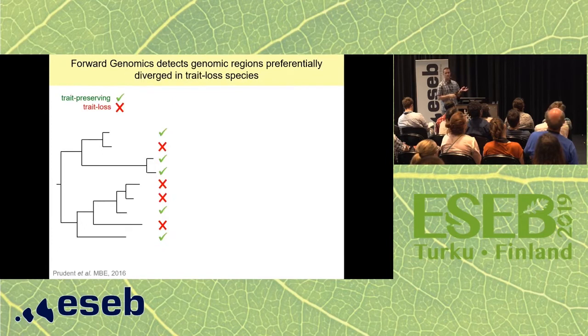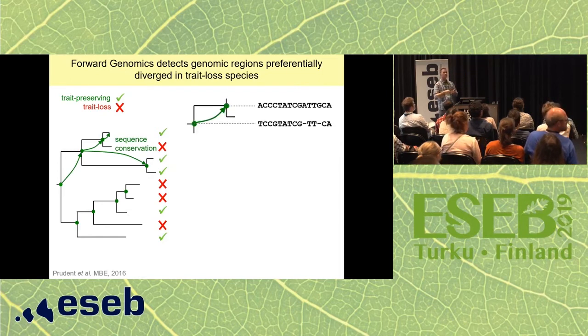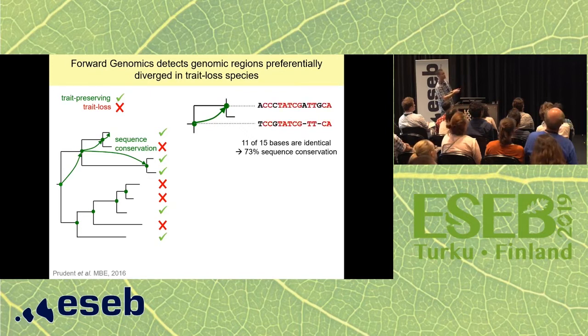So here's how we do this. Here you have the phylogeny of the species of interest, and imagine we would focus on one genomic region at a time, typically a few hundred base pairs. Then we can computationally reconstruct all these ancestral nodes, all these internal nodes in the tree. This allows us to focus at the start and end of every branch, and in a way measure how much of the sequence has been conserved along that branch. So in this toy example, we see that 11 out of 15 bases are identical, so we can say 73% of the sequence was conserved on that branch.